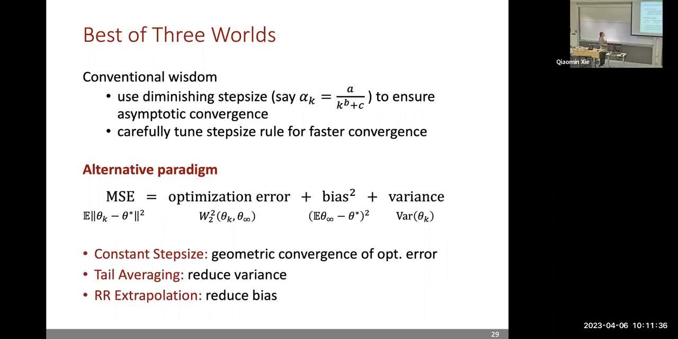For example, we can use constant step size to have geometric convergence of the optimization error. And we can use the tail average to reduce the variance. And for the bias, we can use the R extrapolation to reduce the bias. So here we can combine these 3 techniques together to further reduce the MSE for our estimate. So that's the takeaway message of this talk.